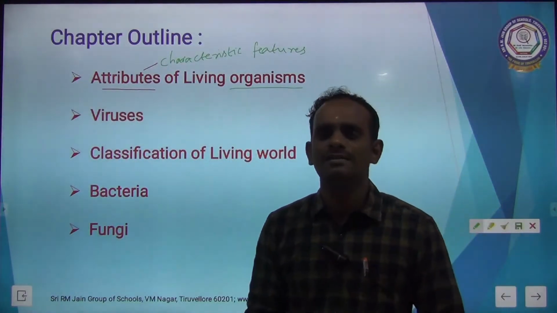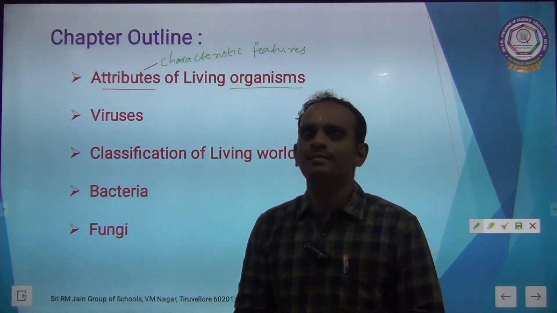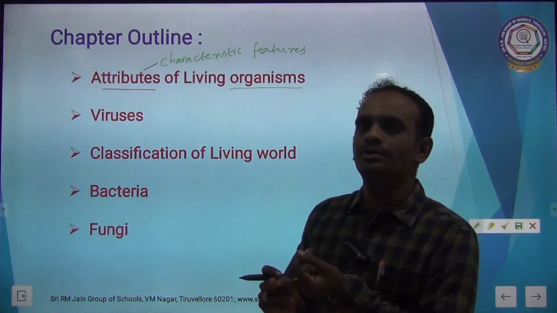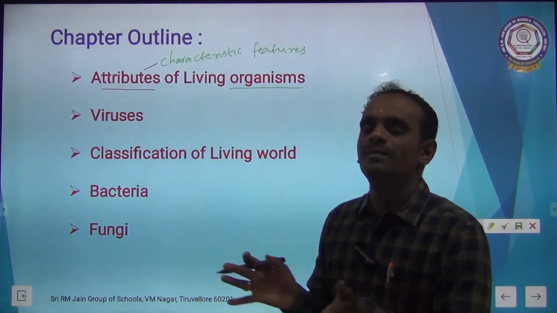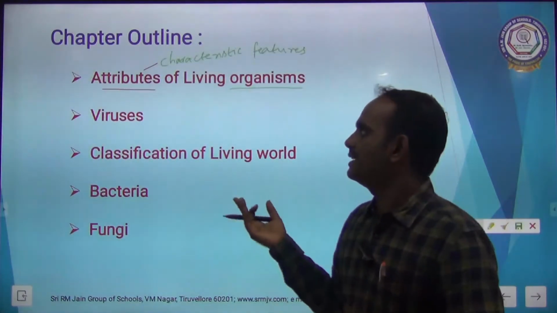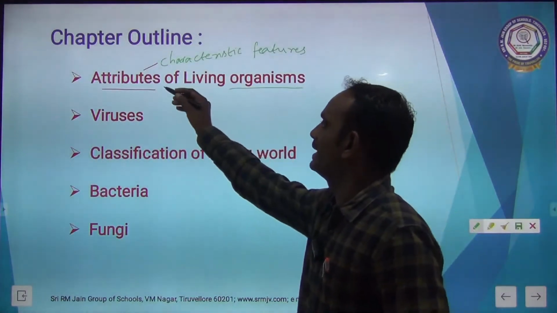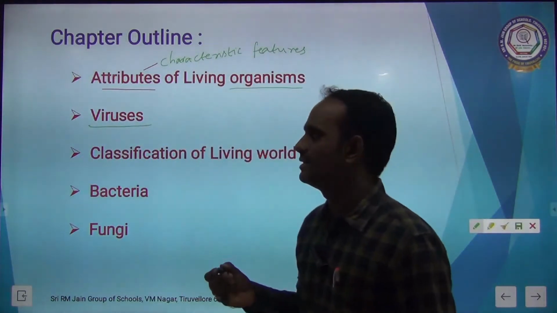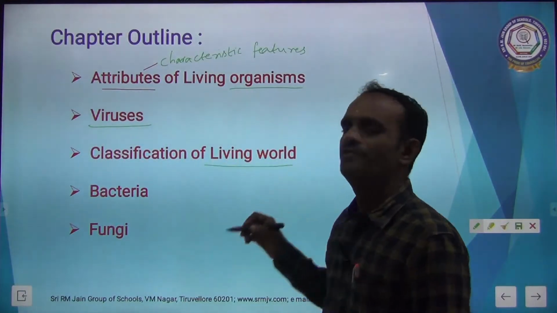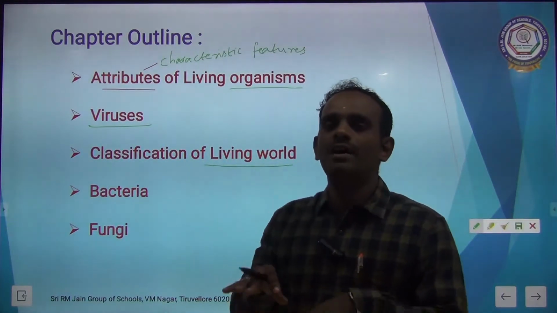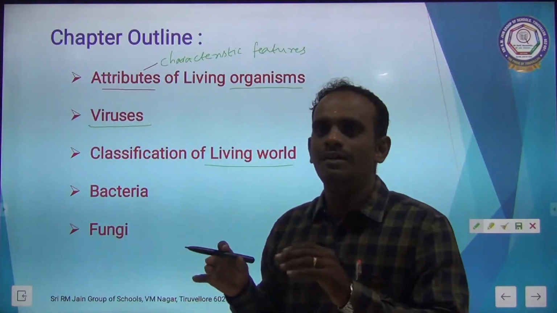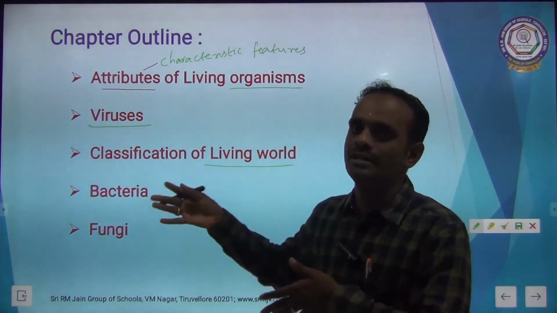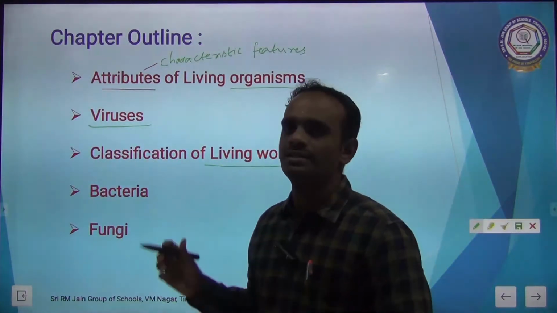What are all living organisms? If an organism is able to breathe, if an organism is able to grow, if an organism is able to move, all these come under living organism. In this lesson we are going to study about the characteristic features of living organism, and then viruses, and third subtopic, classification of living world: how the living organisms are broadly classified, what are the criteria followed for classification of living organisms. So all these come under classification of living world.